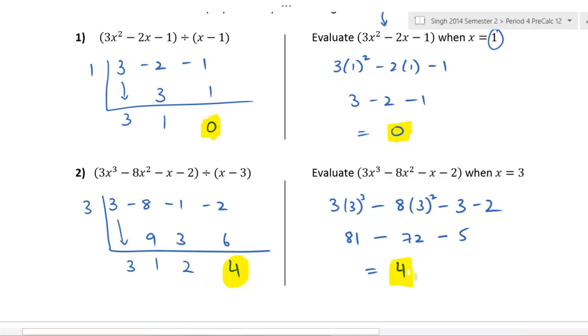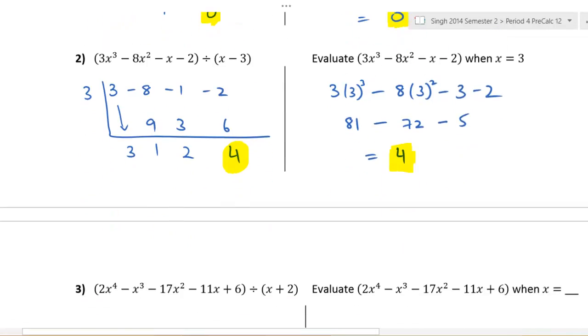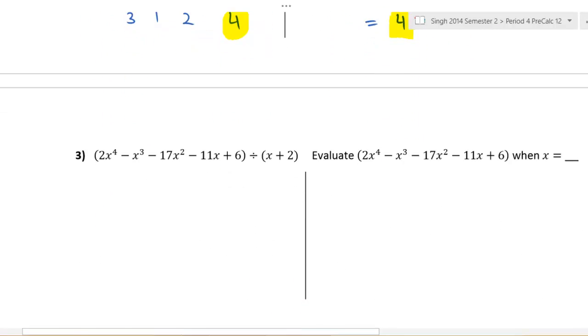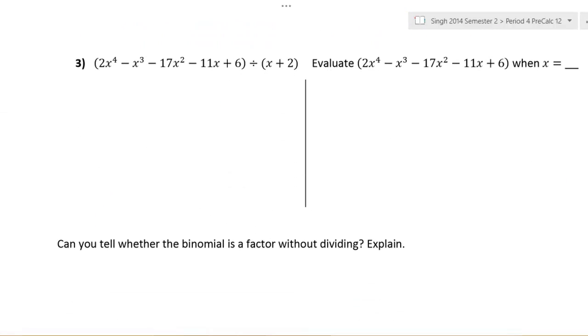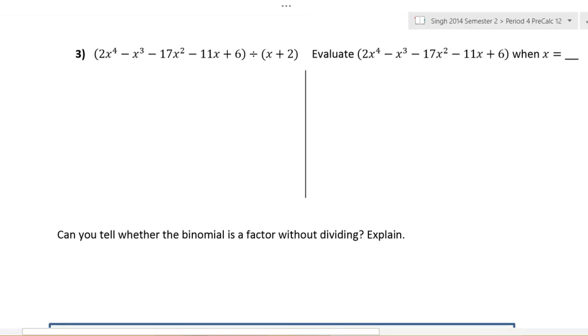So what this means is there must be a relationship between the remainder and evaluating that expression by plugging in that value. Just to confirm that it works, let's do that for the third example as well. I'll let you go ahead and try that and see if you notice the same pattern again.